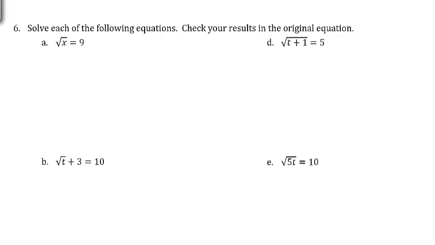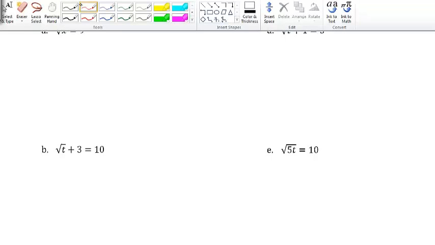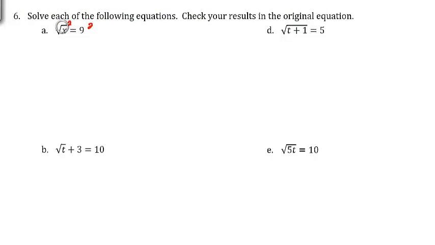In this next grouping of problems, we want to solve for each of the variables. The first one is square root of x equals 9. This is basically saying, what number can we take the square root of so that we get 9? You might be able to just figure that out reasonably. The square root of 81 is 9. Or the way that we do it algebraically is we square both sides of this. Squaring a square root, they cancel each other out, and that leaves you with just x, and 9 squared is 81.